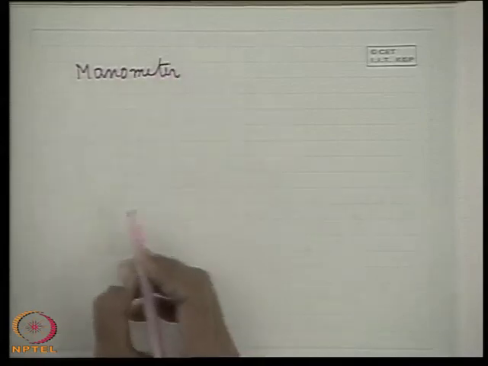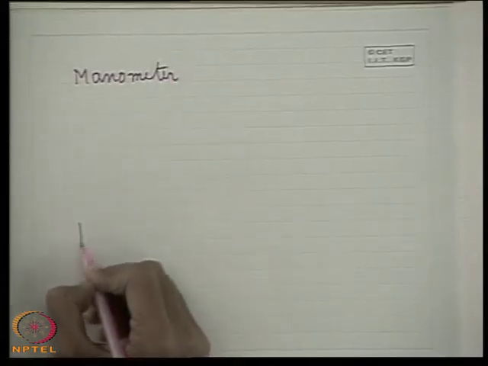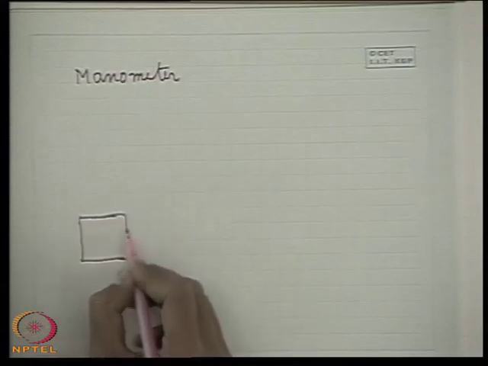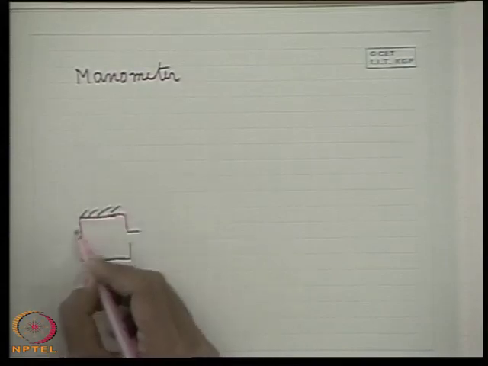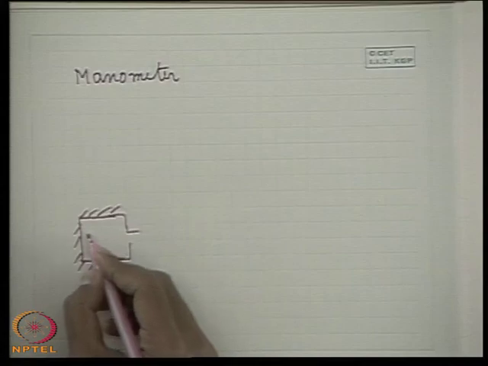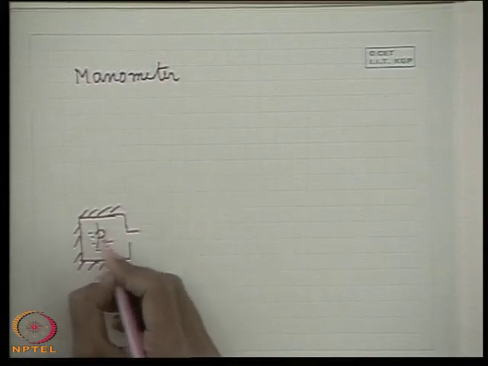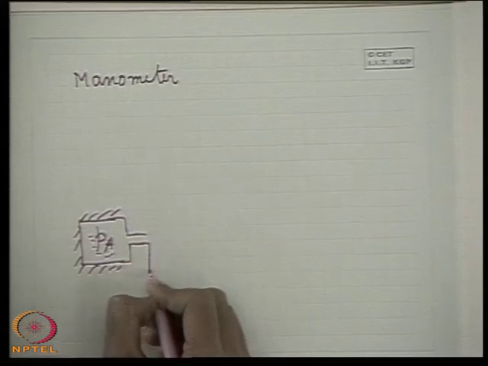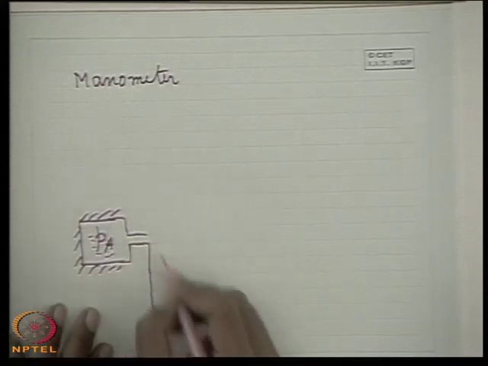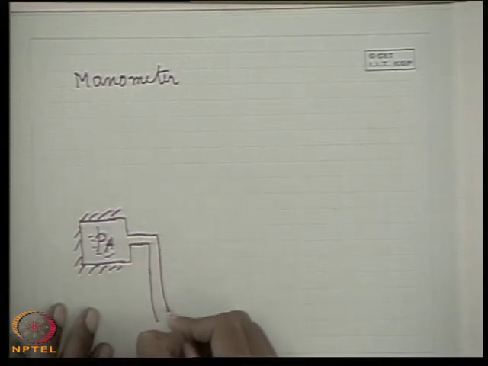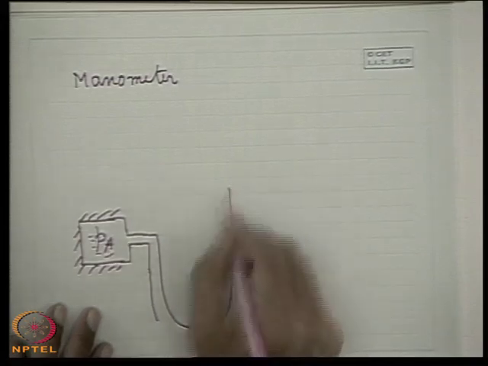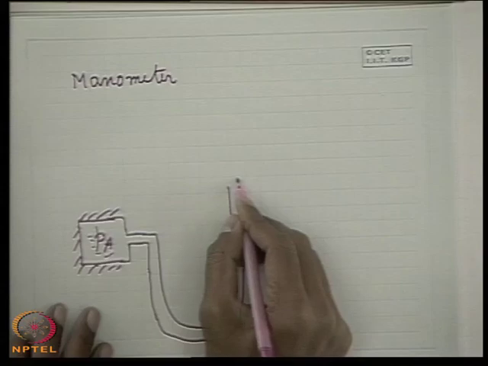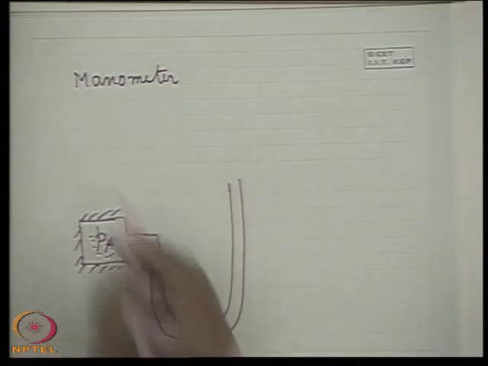Manometer is very simple. Now let us consider again a system. Let us consider a system in a body where the pressure is, this is the fluid, pressure is PA. So manometer is just like that. A tube in the form of a U is used, a transparent tube. This is known as manometer.